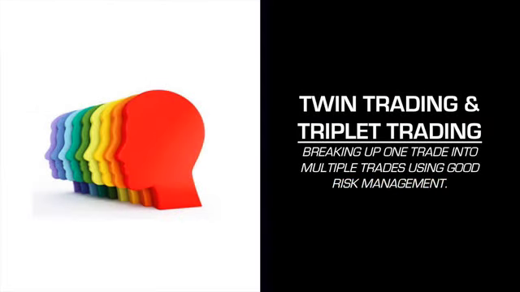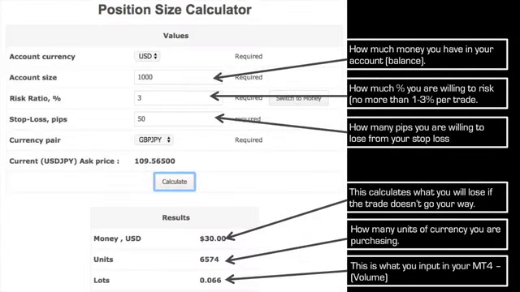Now let's talk about twin trading and triplet trading. I know Christopher Derrick calls it twin trading. Some people like to do more than just two. Maybe you do three. I call that triplet trading. So that's basically breaking up one trade into multiple trades and using good risk management still. By now, you should have an understanding of how to use a position size calculator.